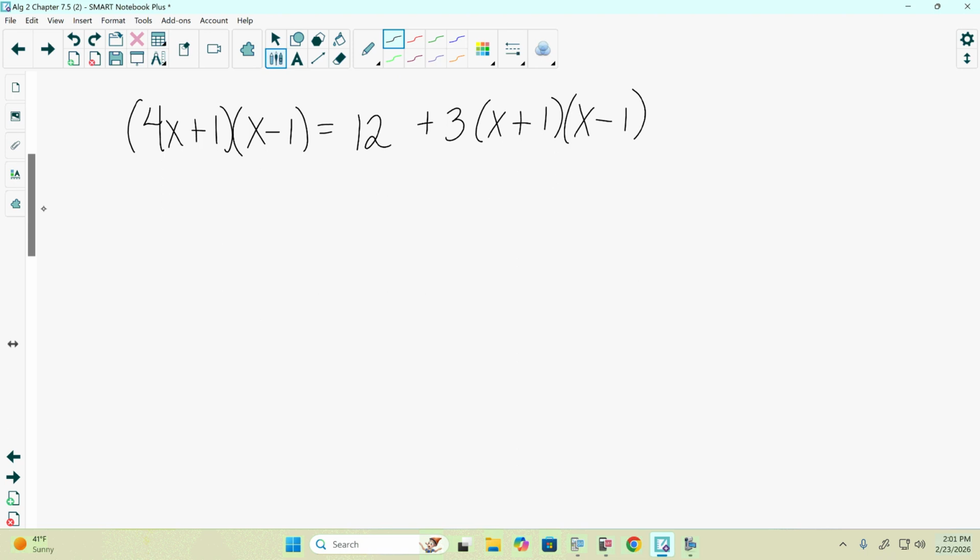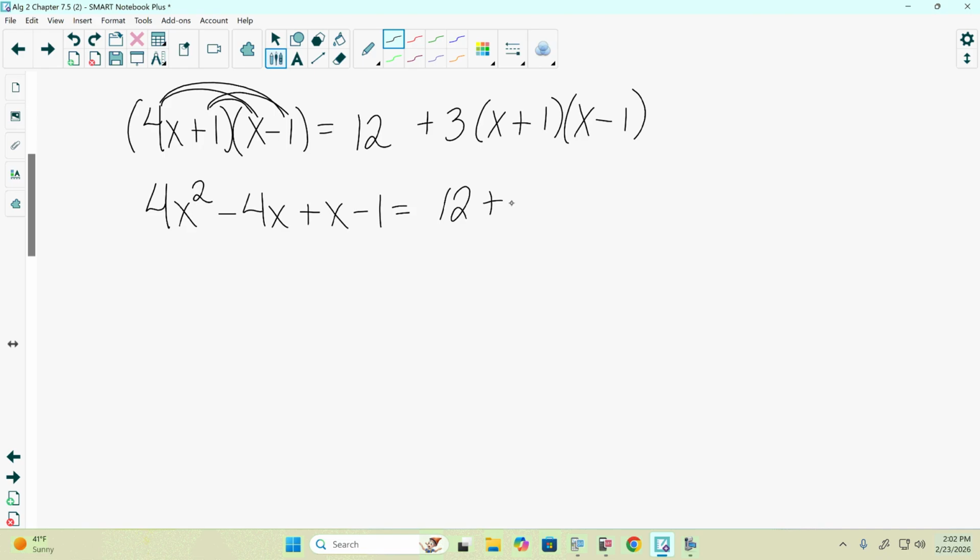Now we need to start simplifying these parentheses. So on the left-hand side, we're going to need to distribute the 4x first. 4x times x is going to be 4x squared. 4x times negative 1 is going to be negative 4x. 1 times x is going to be plus x. And 1 times negative 1 is negative 1. So on the left-hand side, when we finish distributing the 4x plus 1 to the x minus 1, we get 4x squared minus 4x plus x minus 1 equals 12 plus.